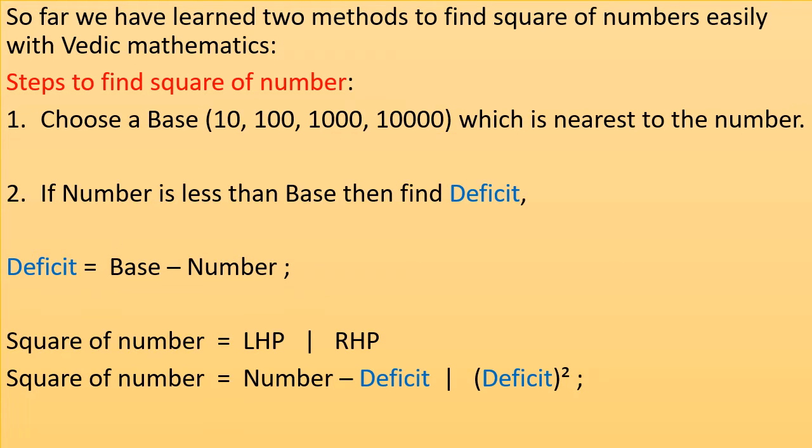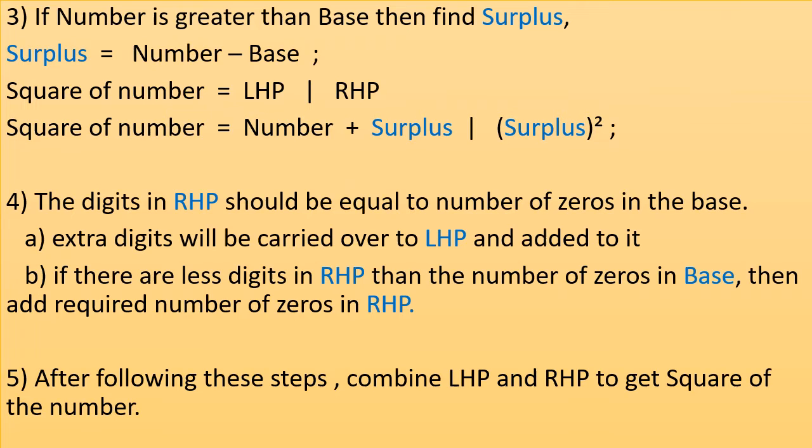The square of the number will have two parts, LHP and RHP. LHP is the left hand part, RHP is the right hand part. Now the square of the number will be: the LHP formula is number minus deficit and the RHP formula is deficit square. If the number is greater than the base, then find the surplus. Now the surplus will be number minus base. Now the square of the number will have two parts, LHP, RHP. The formula for LHP is number plus surplus and RHP will be surplus square.